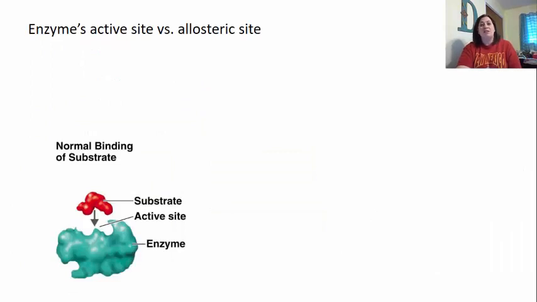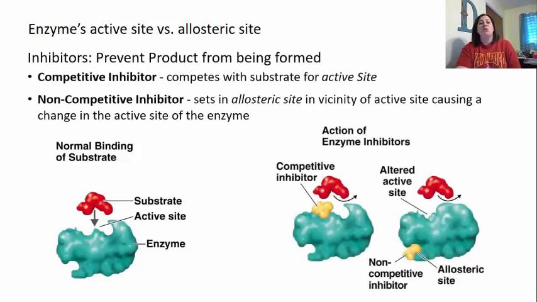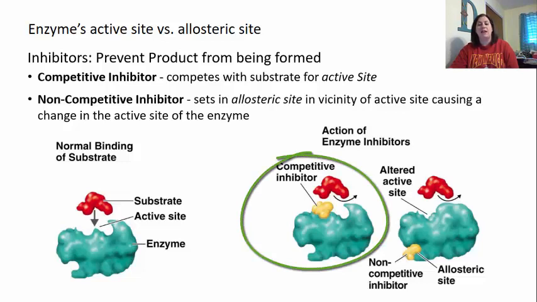So when we are looking at inhibitors, this is really important to know if they're actually taking up the active site, the place the substrate should fit into, or if it's going to fit into what we call an allosteric site. So some inhibitors are going to prevent the product from being formed. If they are a competitive inhibitor, it's going to compete with the substrate for the active site. So if we see the picture over here, this is how the enzyme should look. This is what we should see, the substrate fitting in. It's been outcompeted by the inhibitor. The inhibitor is taking up the space, which makes it where the substrate can no longer attach.